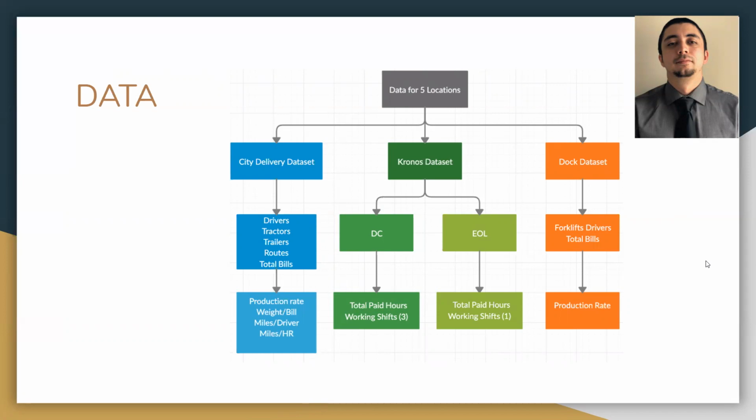3 data sets were provided. The first one was the city delivery, where we could find information like drivers, tractors, and trailers used. From there, we calculated the essentials like production rate, which is bills per hour, and miles per driver.